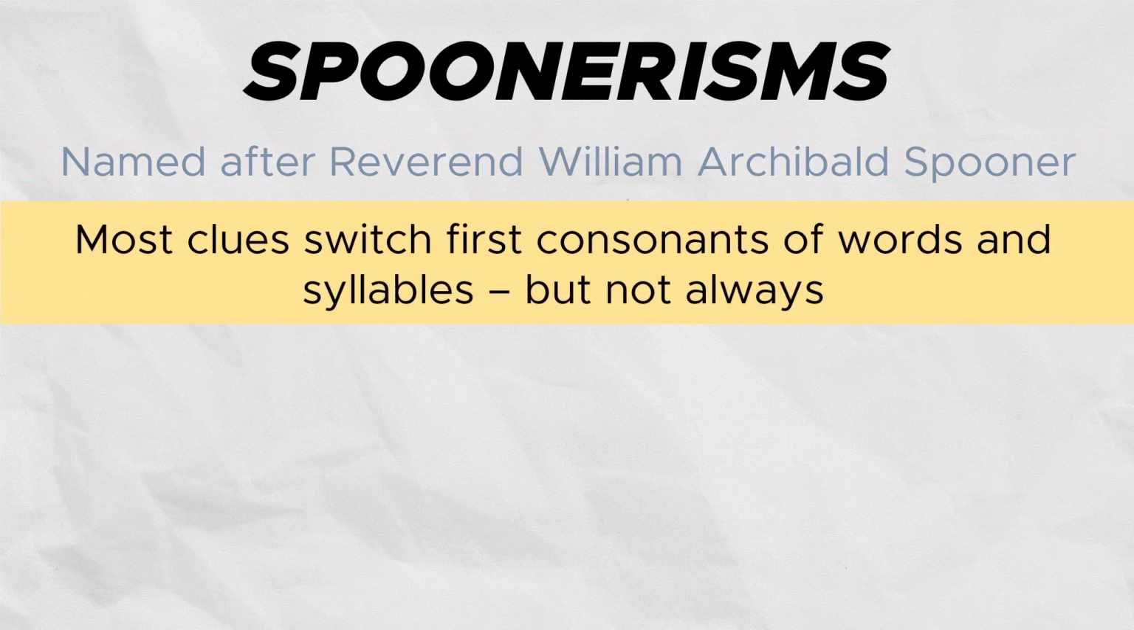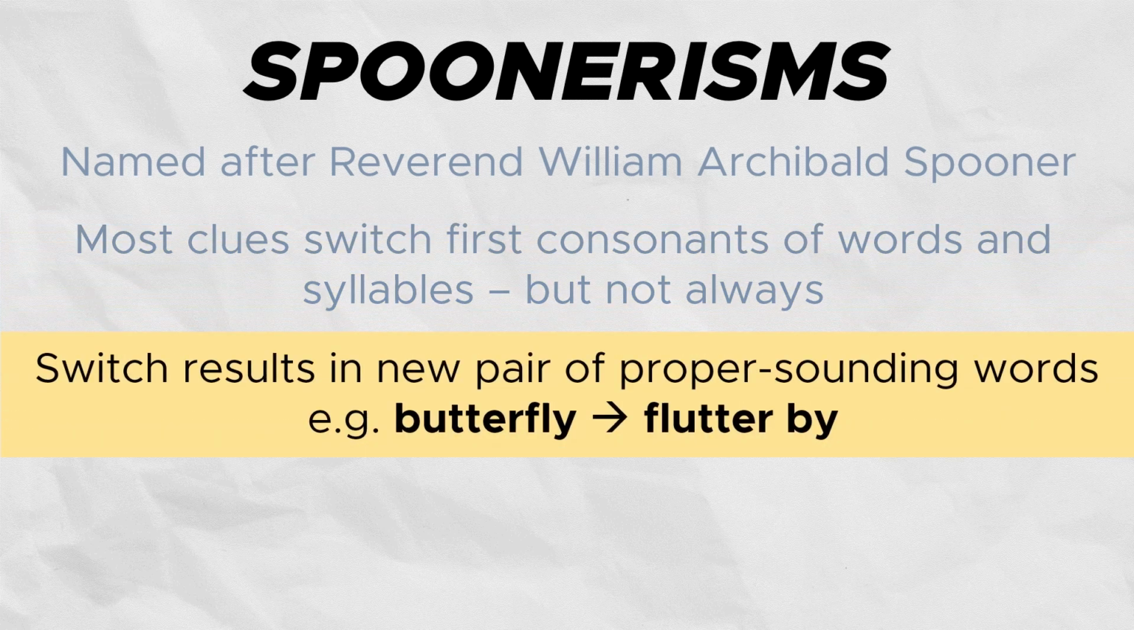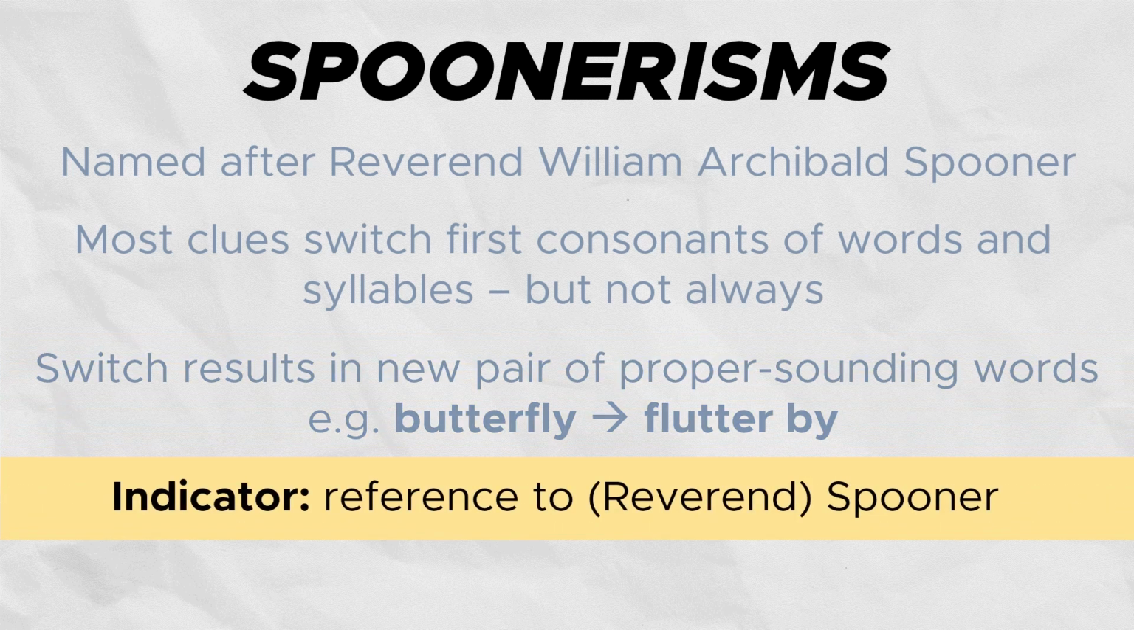These clues switch around the first consonants of words and syllables, but not always. It might swap around the second letter, for example. This switch results in a new pair of proper sounding words. For example, butterfly becomes flutterby, and the indicator is almost always a reference to Reverend Spooner himself.